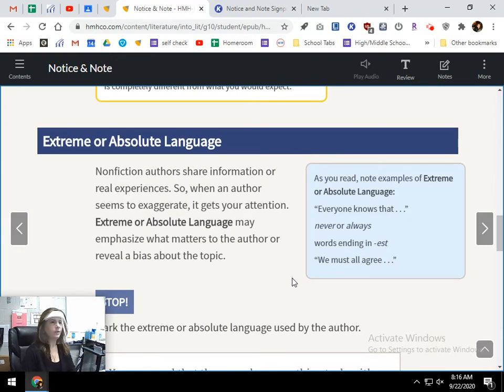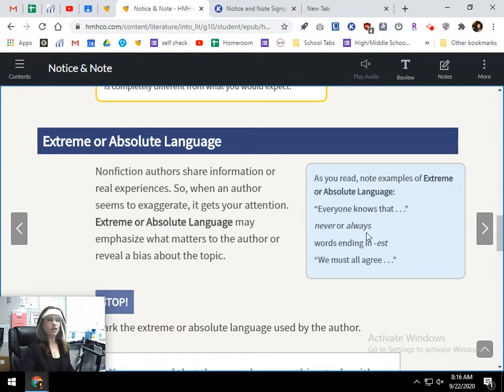Extreme or absolute language. Nonfiction authors, we're about to read a piece of nonfiction, meaning it's real to life, share information or real experiences. So when an author seems to exaggerate, it gets your attention. As you read, note examples of extreme language like "everyone knows that." That's an exaggeration, isn't it? Does everyone know anything? No. Not really. You can always find that one person that goes, oh, I didn't know that.